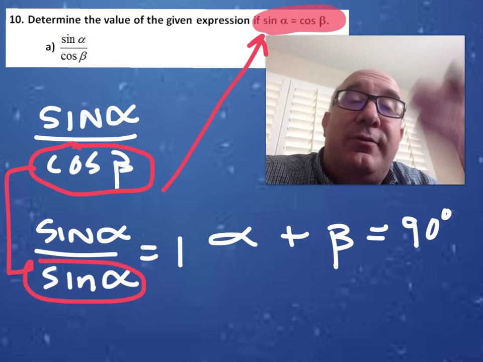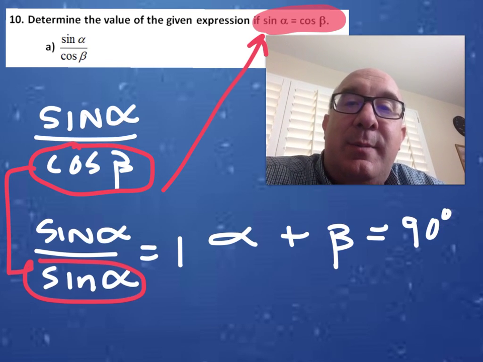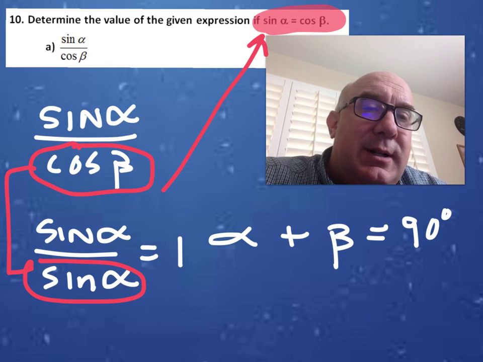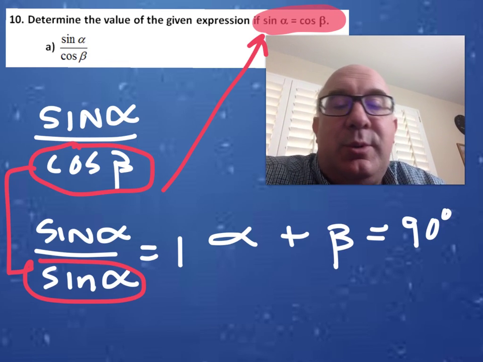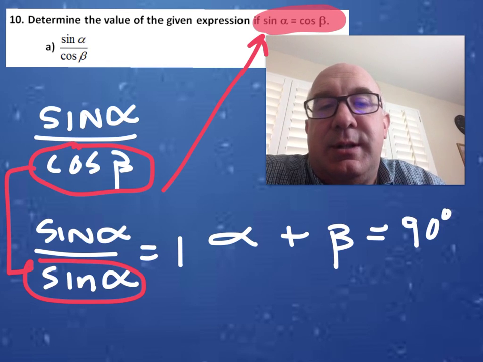Something equals itself. Something divided by itself equals 1. So it seems a little cryptic, but it's quite simple. The other ones are kind of like this. It uses similar ideas.